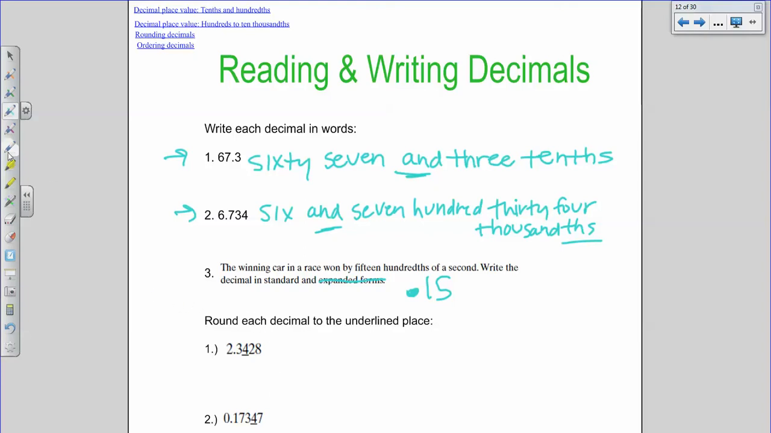All right, now we're going to take a look at rounding. So our rules of rounding are the same as for whole numbers. I look at the underlying digit, I look at the number to the right. My 2 tells my 4 to stay on the floor. So I'm going to have 2 and 34 hundredths.